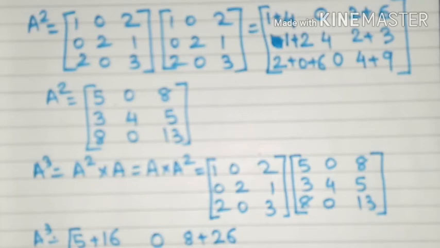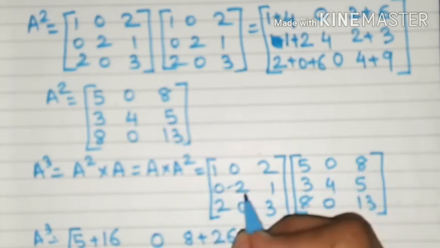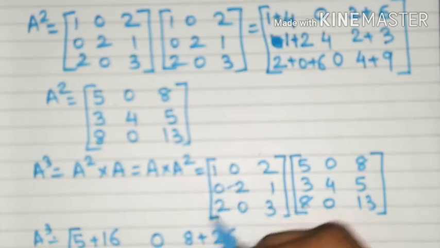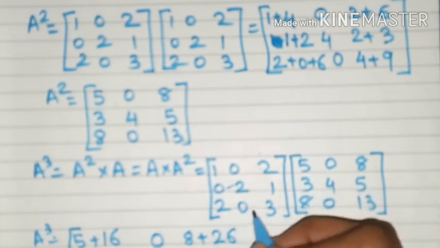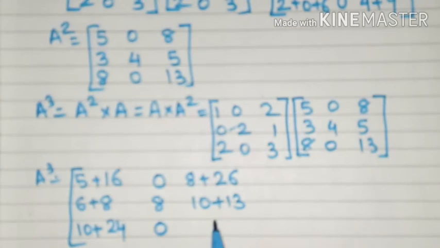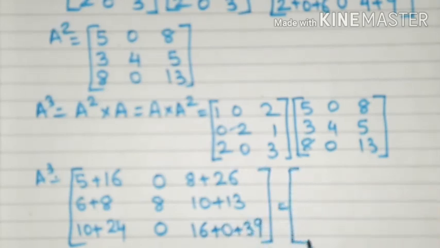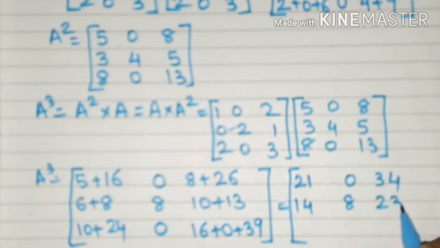Now the second row coming there, 0 5s are 0, 2 3s are 6, 6 plus 8. Second row second column, it will be only 8. Second row third column will be 10 plus 13. Now coming to the third row, 2 5s are 10 plus 0 plus 24. This is 0, 0, 0. So the third row second column is 0. And the third row third column will be 2 8s are 16 plus 0 plus 39. So this will be 21, 0, 34, 14, 8, 23, 34, 0 and this will be 55.